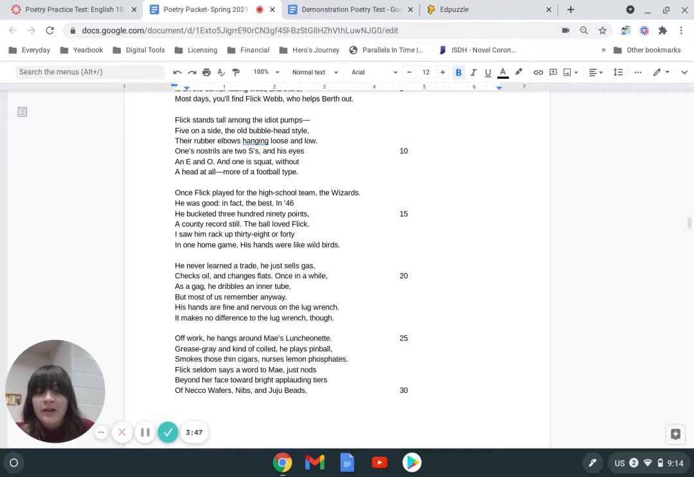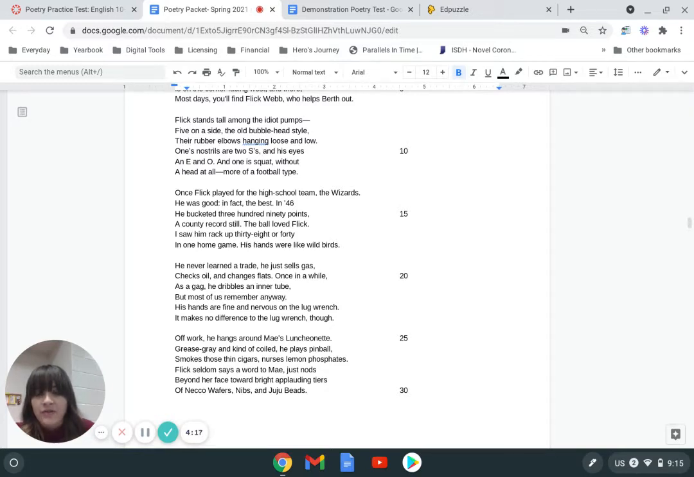Once Flick played for the high school team, the Wizards. He was good. In fact, the best. In 46, he bucketed 390 points, a county record still. The ball loved Flick. I saw him rack up 38 or 40 in one home game. His hands were like birds, wild birds. He never learned to trade. He just sells gas, checks oil, and changes flats. Once in a while, as a gag, he dribbles an inner tube, but most of us remember anyway.